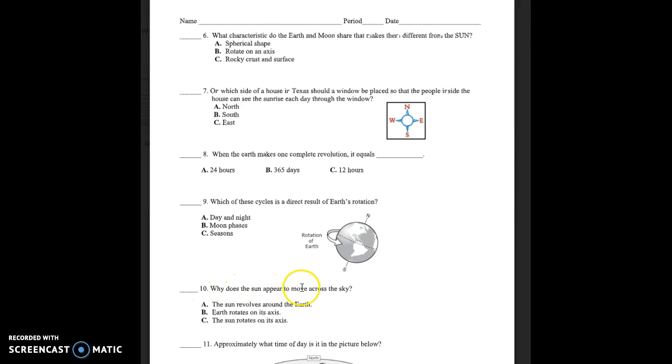Number 10. Why does the Sun appear to move across the sky? A. The Sun revolves around the Earth. B. Earth rotates on its axis. C. The Sun rotates on its axis.